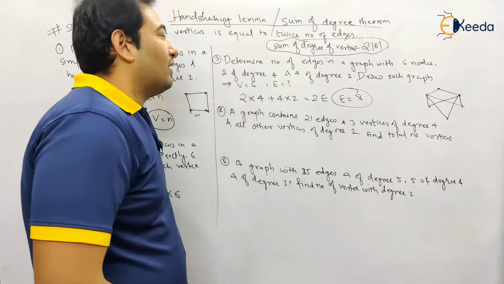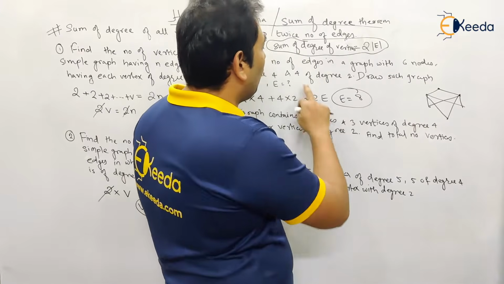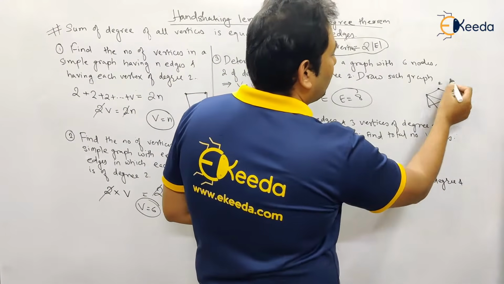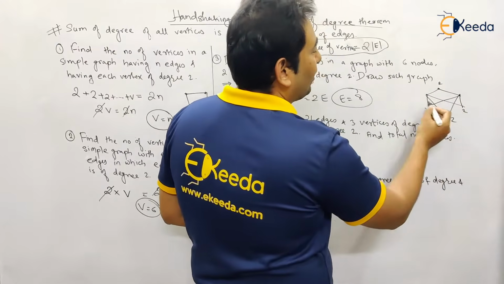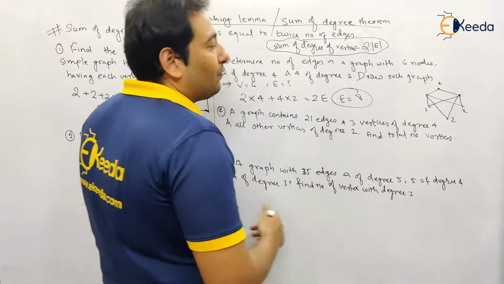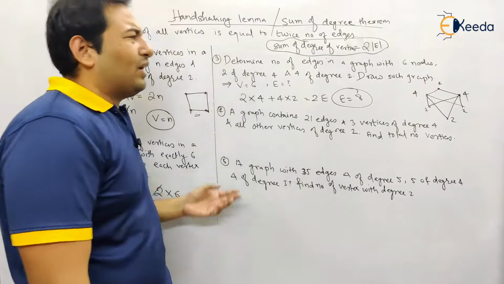See, this is one graph. 2 vertices of degree 4 and 4 of degree 2. See here, this is degree 2, this is degree 2, this is degree 2, this is degree 2. So 4 vertices of degree 2 and 2 vertices of degree 4. This is of degree 4 and this is of degree 4. So you can draw such a graph.